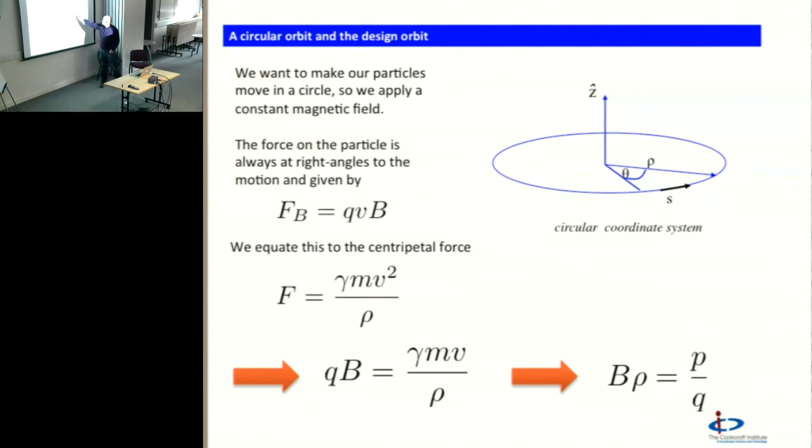And because it's at right angles to the motion, which is along the circle, the force is given by q times the velocity of the particle times the magnitude of the B field. That's A level circular motion, I think. So we equate this to the centripetal force. This is how we find the motion: gamma m v squared over rho, because it's going at a radius of rho. And equate these things together, cancel a couple of terms. Notice that gamma m v is just the momentum of the particle, in relativity. And we find this very, very fundamental equation: the product of the bending field and the bending radius is given by the momentum of the particle divided by q.